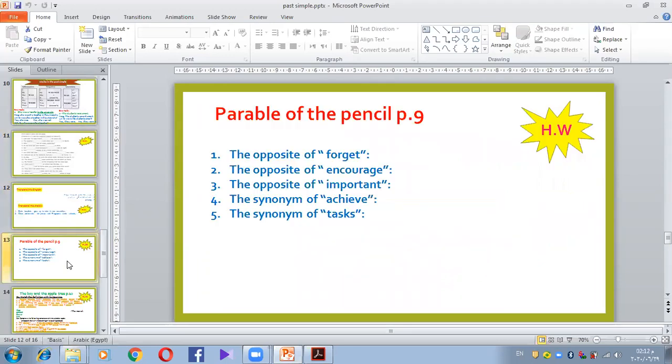And there's a new homework on the story, Parable of the Pencil. It's page 9. I want you to read the story, and from the story, I want you to get these words: the opposite of forget, encourage, important, achieve, and tasks. Okay?